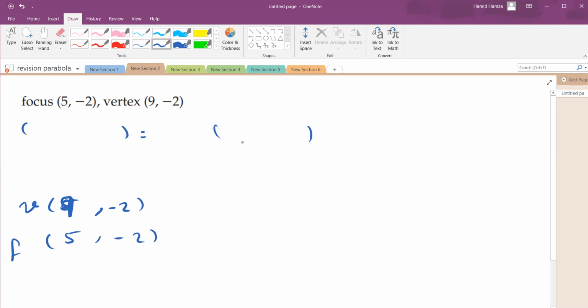Okay, so a change happened with x. The change happened in this part. This means x will be here, and y will be here. Take the vertex with opposite signs. So, negative 9 and 2. Negative 9 at x.